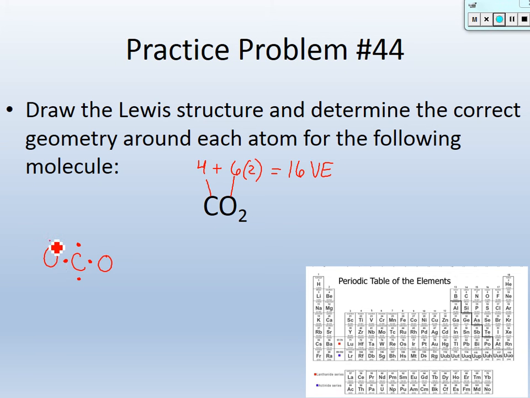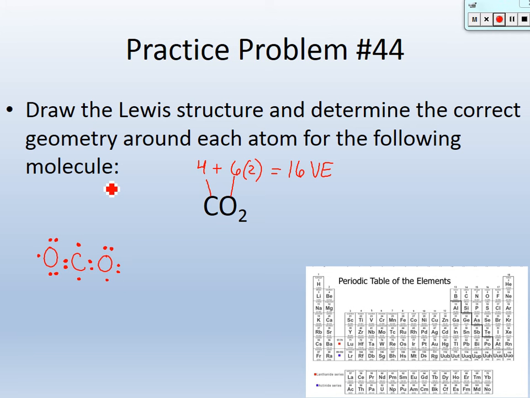So I'm going to draw 6. 1, 2, 3, 4, 5. Can I put 3 dots here? No, so I'm going to skip that part and put 1 down here. 6. Let's draw 6 on this one. 1, 2, 3, 4, 5, and 6.